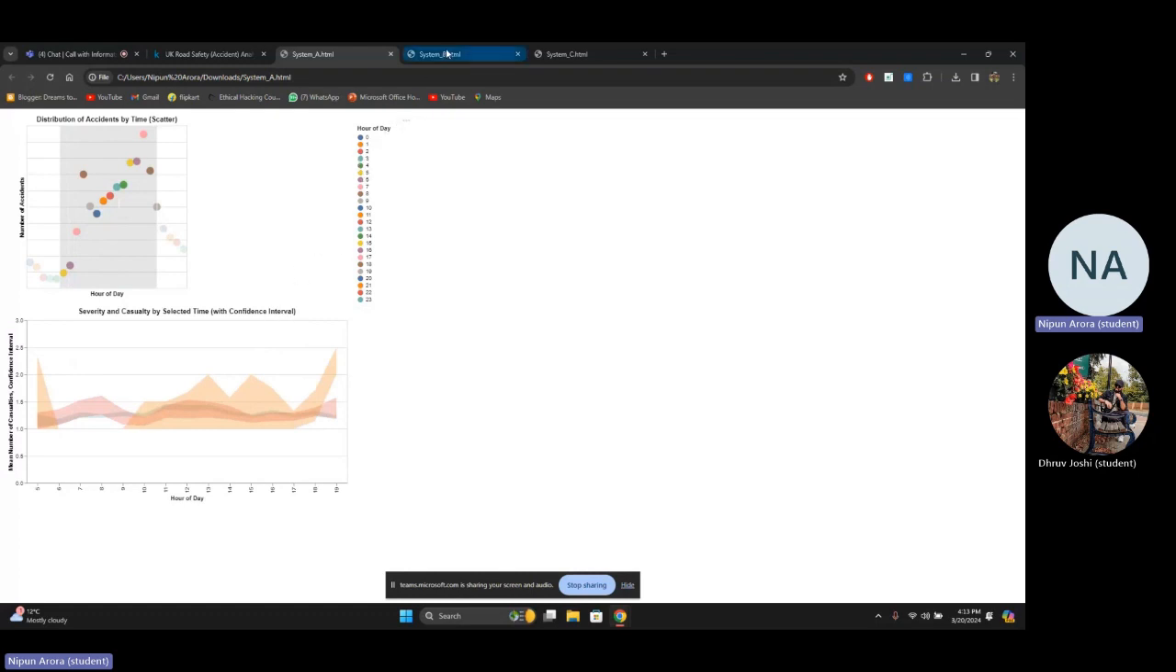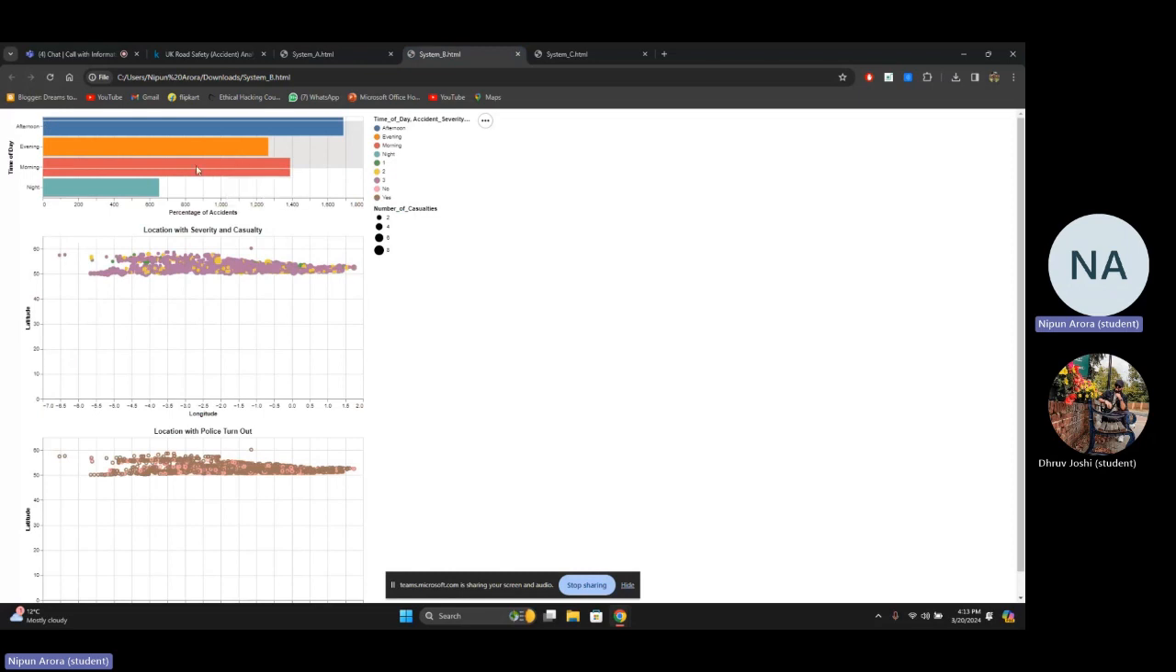Then we have another system, that is system B. In this also we have used a lasso select tool so that we can actually see the time of the day. It could be afternoon, evening, morning, and night. We have divided the times into sections, which will be afternoon, evening, and morning. So if I select, we can see what the actual places are where this happened. To easily calculate it, we have selected a lasso tool.